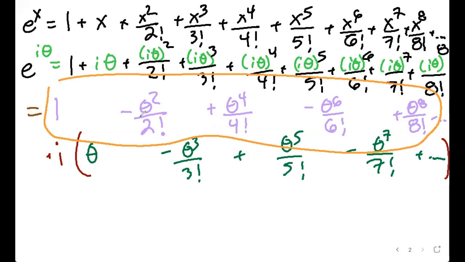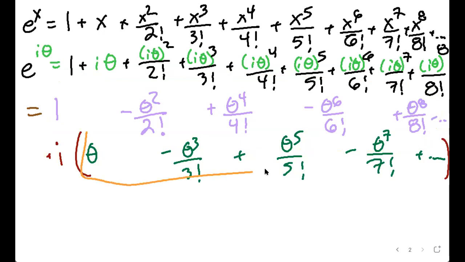Maybe this is a little bit, I'm using theta here instead of x, but 1 minus theta squared over 2 factorial plus theta 4 over 4 factorial minus theta 6 over 6 factorial. That should look familiar. Replace with x: 1 minus x squared over 2 factorial plus x to the 4 over 4 factorial. This is exactly, stopping here, the degree 8 Maclaurin polynomial for cosine of theta. And if we keep going, we get the Maclaurin series for cosine of theta.